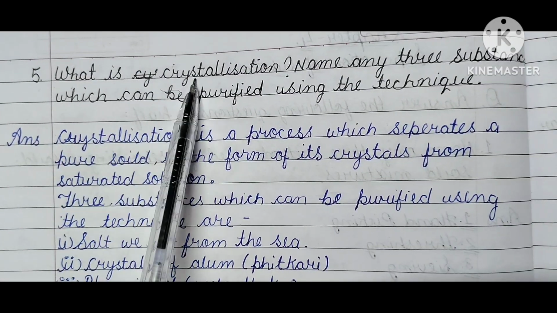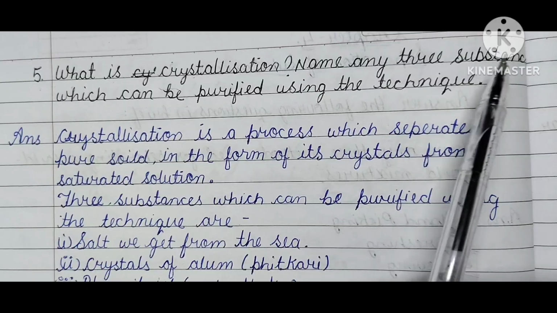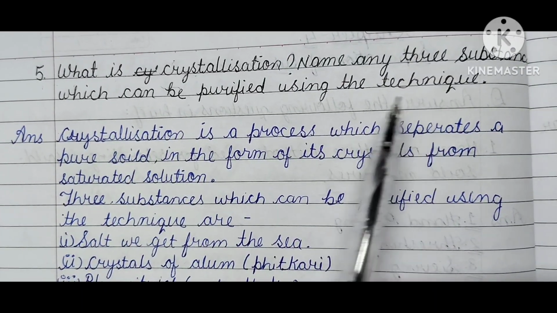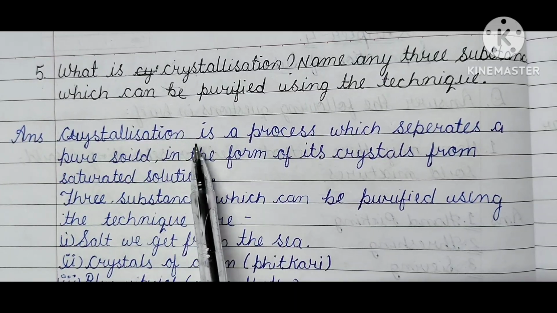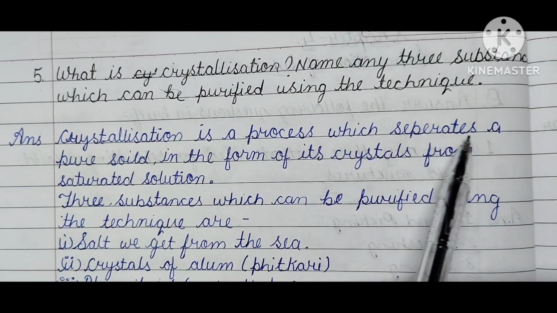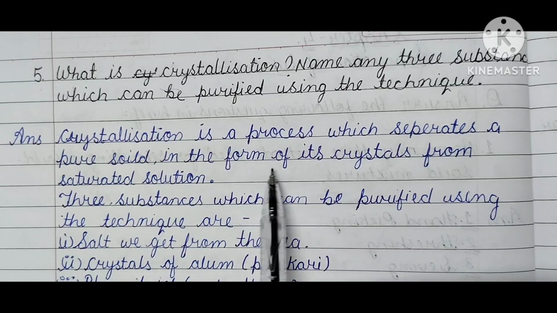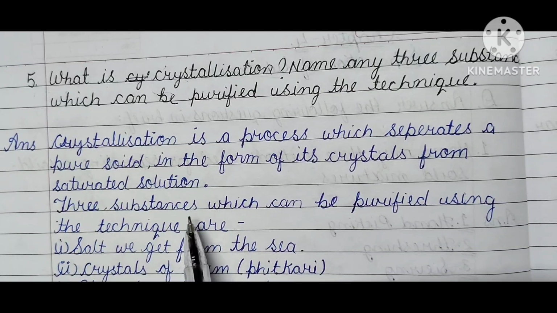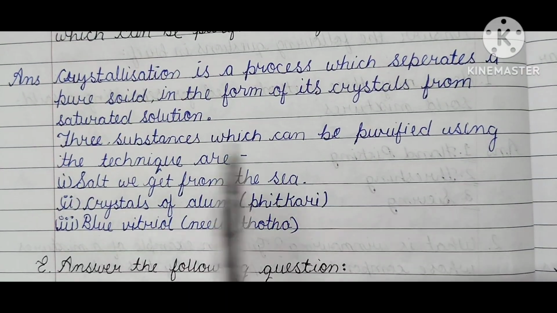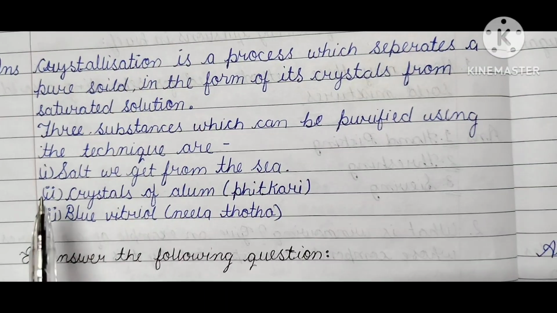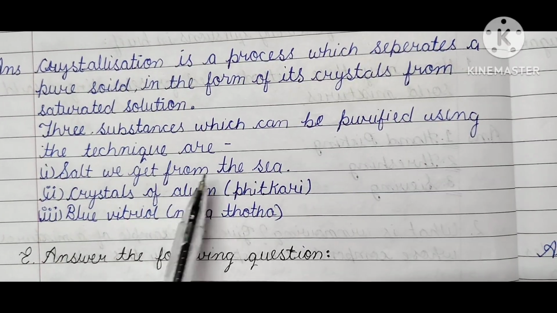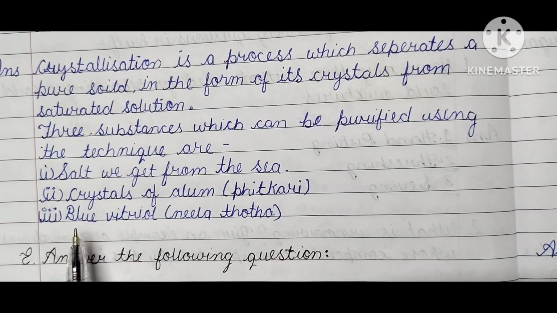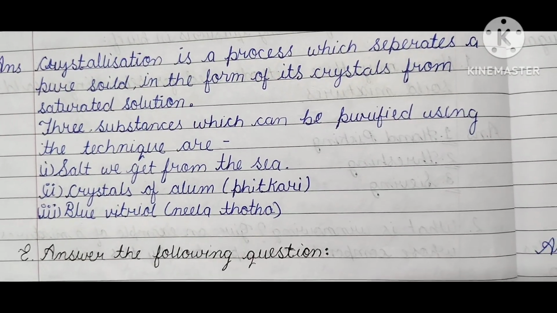Fifth, what is crystallization? Name any three substances which can be purified using the technique. Answer. Crystallization is a process which separates a pure solid in the form of its crystals from saturated solution. Three substances which can be purified using the technique are: first, salt we get from the sea. Second, crystals of alum, phitkari. Third, blue vitriol, neela thotha.